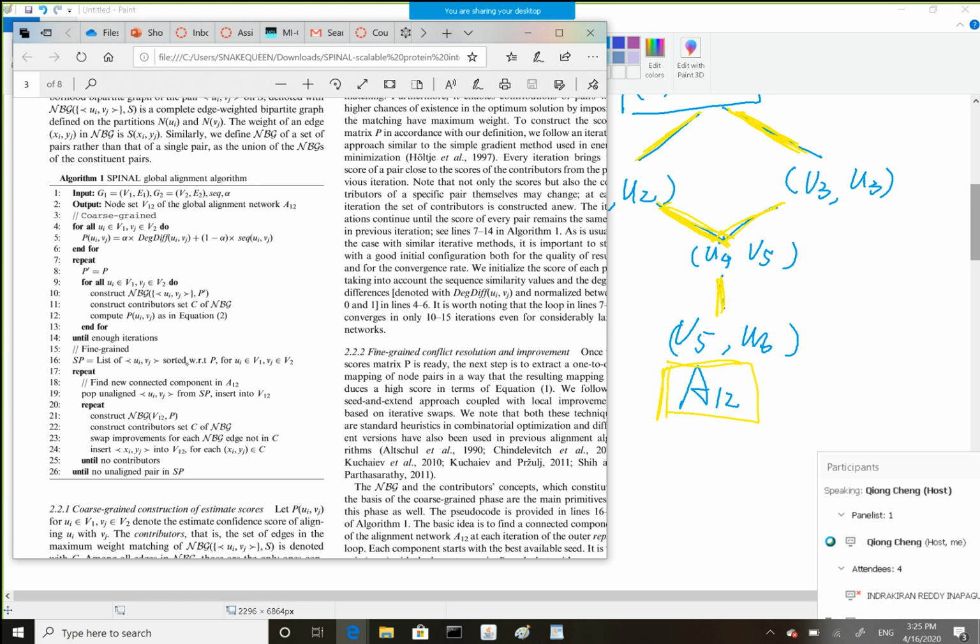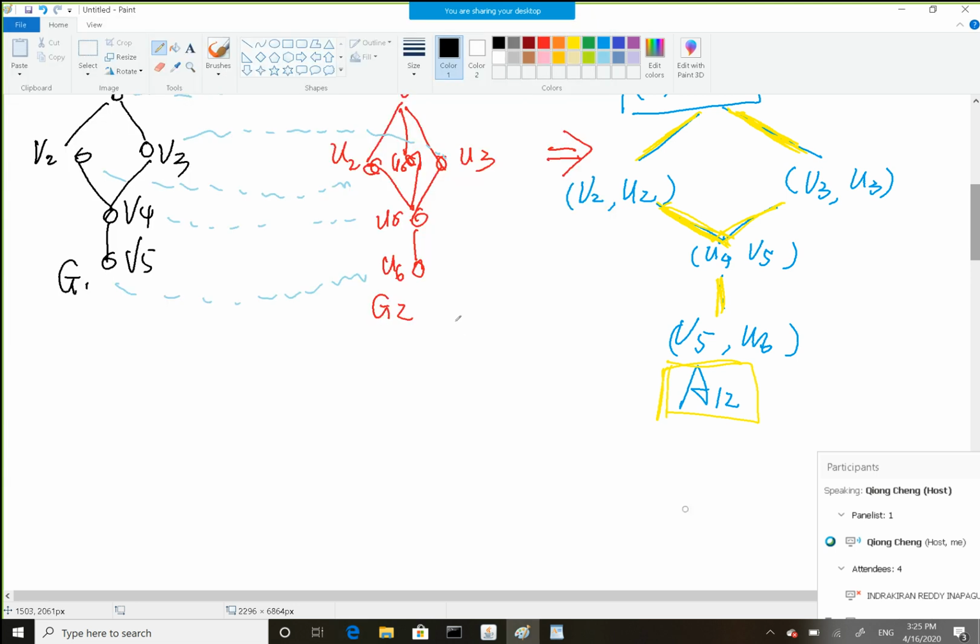So in this paper, they have two big steps. And what does the big step correspond to? Let's see, what is the big step? So the first step, step 1, is also called coarse alignment, coarse grid construction.